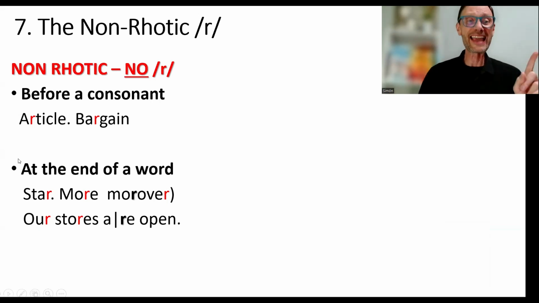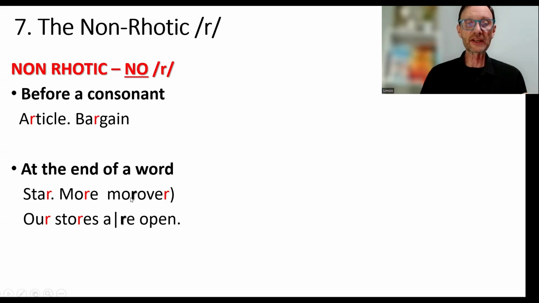So at the end of a sentence and before a consonant, you don't pronounce it. So this is, for example, in the first one, before a consonant, article. So you don't go R, no, bargain, not bargain. And at the end of a word, star, not star, more, not more, moreover, no, moreover.